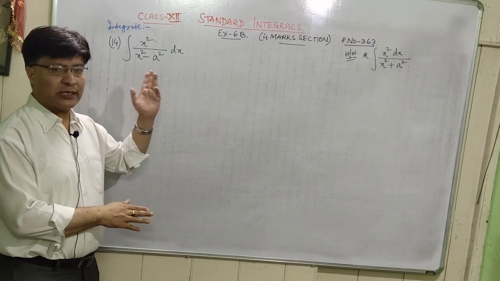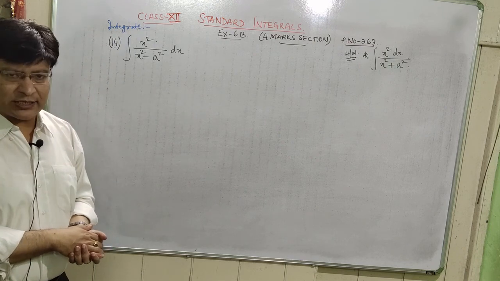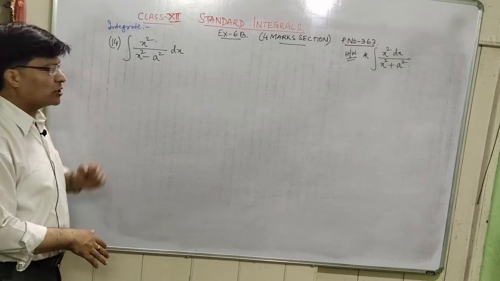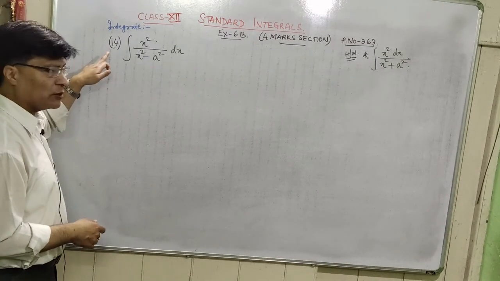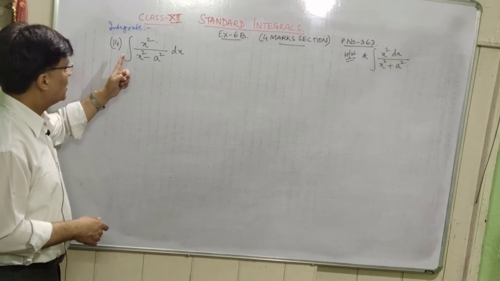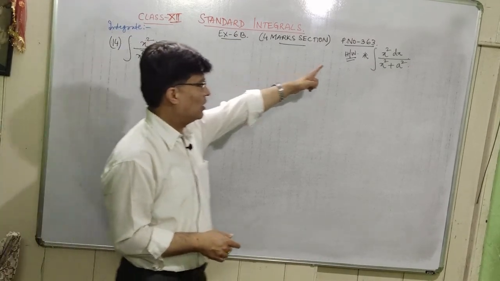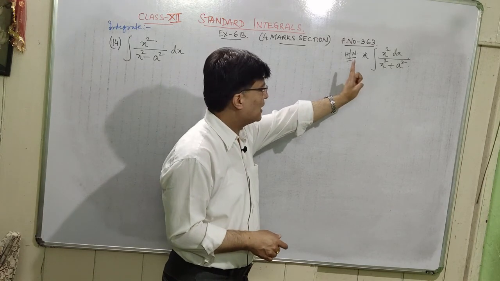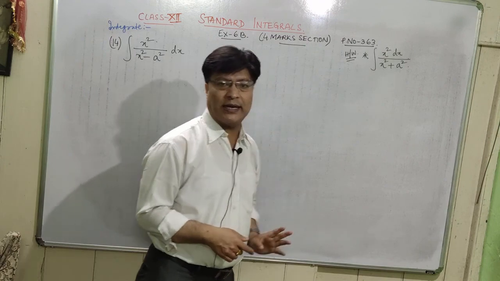Same exercise 6B, 4-mark section, page number 363. Let's do question number 14. You have to integrate the integral of x square divided by x square minus a square dx. The next one is your homework: the integral of x square divided by x square plus a square dx.